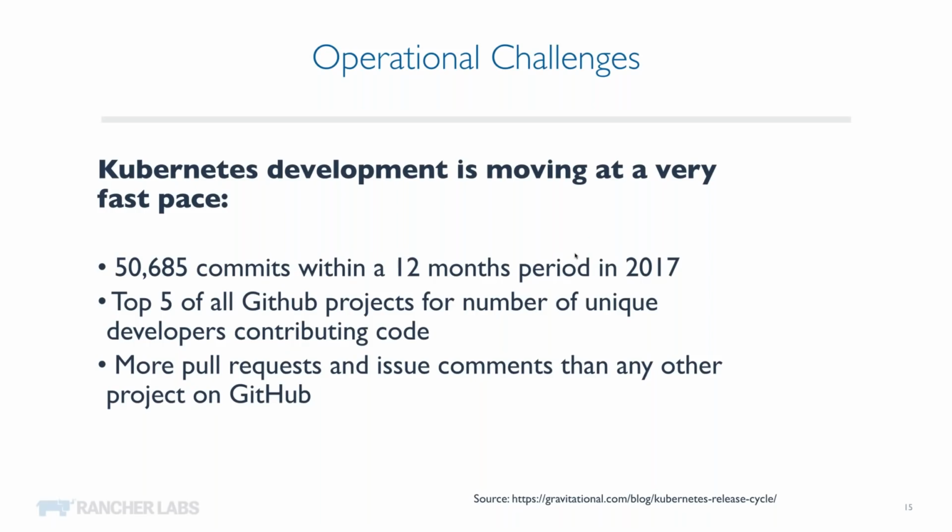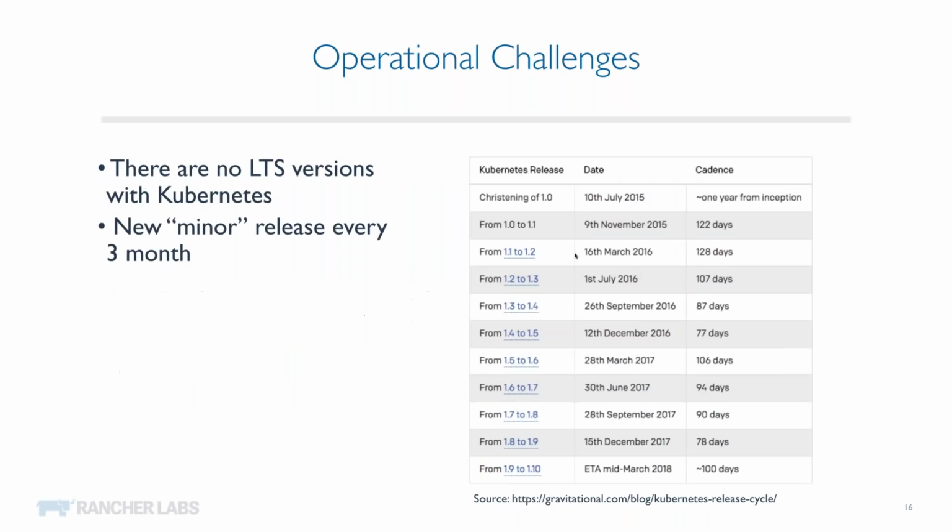So one of the other problems is because it does change so fast, that can make it hard to keep up with what Kubernetes is doing. So again, Rancher can help with that because we do keep up with the latest versions of Kubernetes.